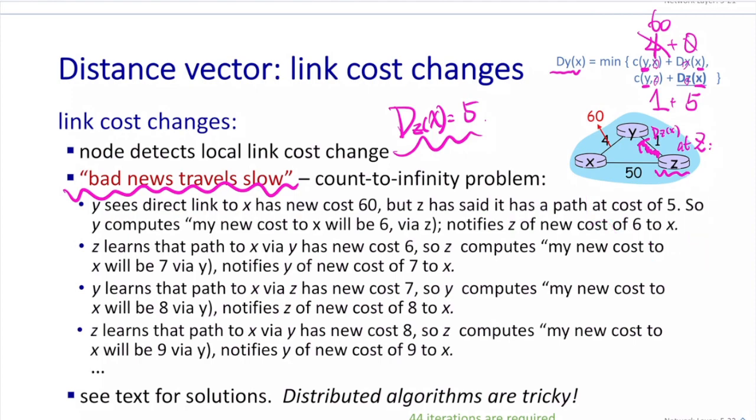So after that, when y tries to update its distance vector, the upper one is 60, right? But the lower one is still 1 plus 5, which means 6. So y knows that the current dyx is 1 plus 5. Although I don't know how z goes to x, z advertised that it can go to x with only a cost of 5. So y will update its distance vector to 6.